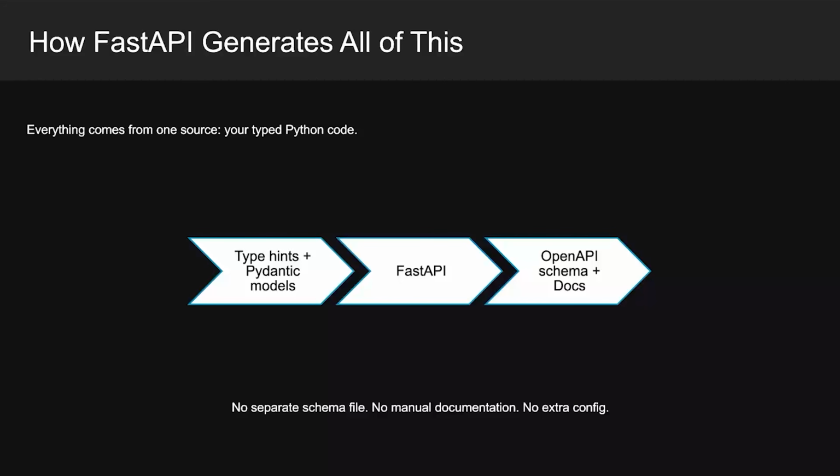When your app starts, FastAPI inspects every endpoint function. It reads the type hints on the parameters, the Pydantic models you have defined, and the return types. From all of that, it builds the OpenAPI schema automatically. There is no separate documentation file to write, no schema to maintain, no config to update. You change your code, the docs change with it. That's one of the biggest productivity wins FastAPI gives you, especially as your API grows.